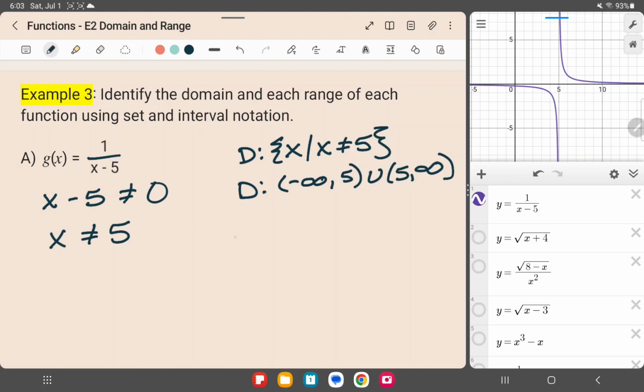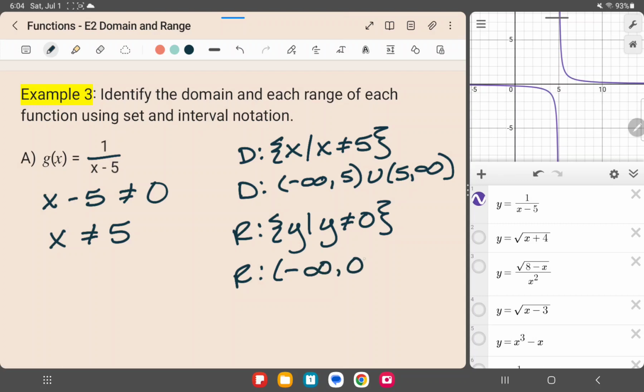So we can write the range as y such that y can't be 0. And in interval notation, everything up to 0, but not 0, union everything above 0.